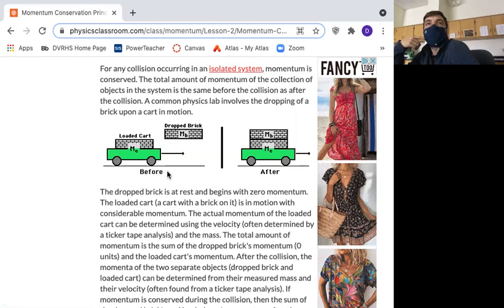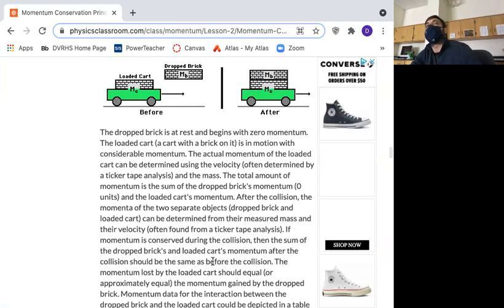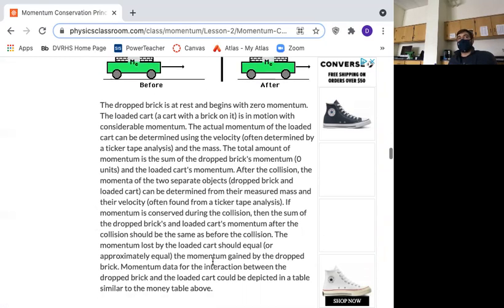The total amount of momentum is the sum of the dropped brick's momentum and the loaded cart's momentum. The dropped brick, not having been dropped yet, is at rest, so its momentum is 0. The loaded cart is moving with a certain momentum. After the collision, the momenta of the two separate objects, the dropped brick and the loaded cart, can be determined from their measured mass and velocity. If the momentum is conserved during the collision, then the sum of the dropped brick's and the loaded cart's momentum after the collision should be the same as before. The momentum lost by the loaded cart should equal or approximately equal the momentum gained by the dropped brick.